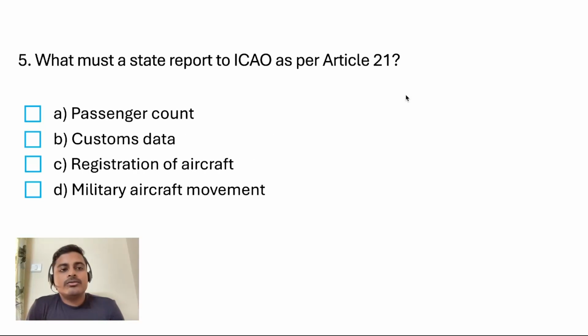Question number 5. What must a state report to ICAO as per Article 21? Since we are dealing with registration and nationality of aircraft in these articles, we know that a country should report the registration and deregistration of an aircraft to ICAO for a centralized store of this information. So the correct option is C, registration of aircraft.